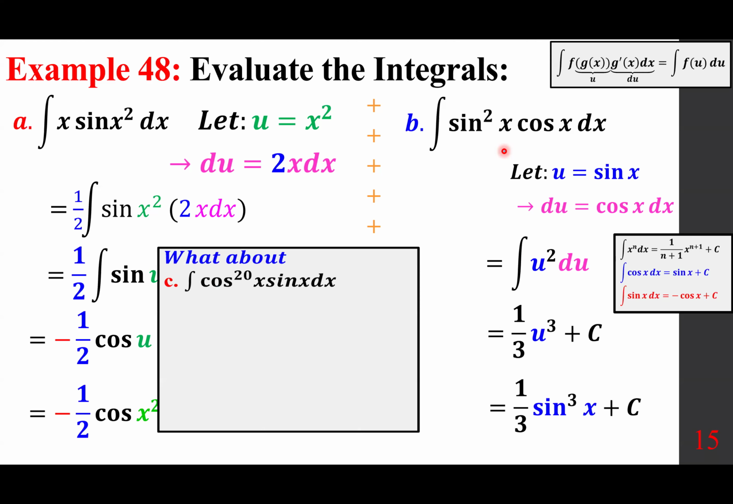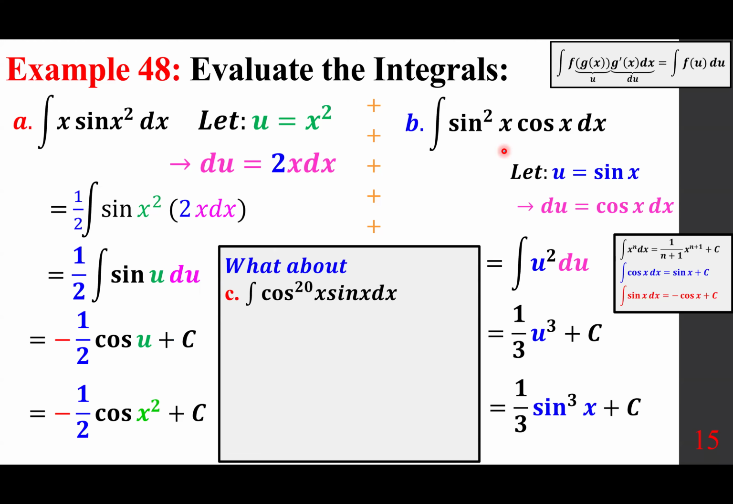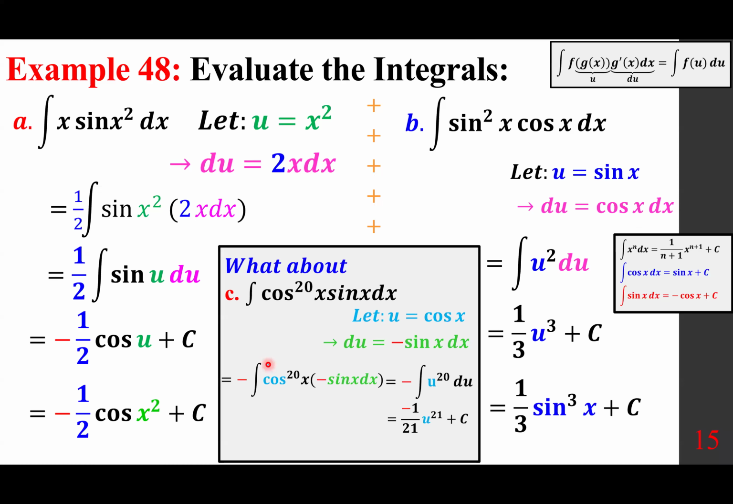For example, here, u is cosine, its derivative is negative sine, which makes du negative sine x dx. And so this one is fine, except it doesn't have a negative sign. We can put a negative in, negative out, because the product is positive 1. So you're dealing with the power rule, and negative 1 over 21, u to the power of 21 and a constant. Replace it, and you're done.